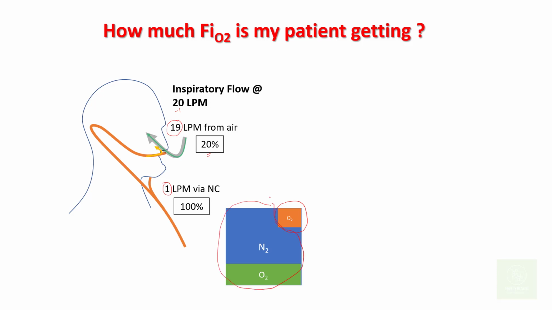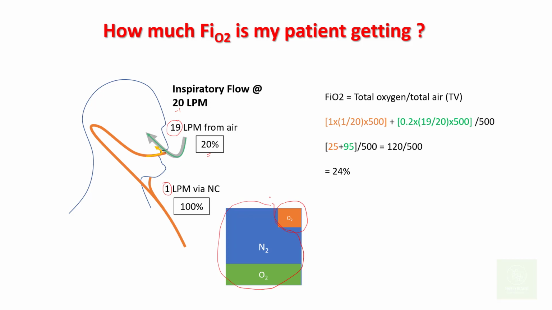You can calculate the percentage of oxygen in this tidal volume by figuring out total oxygen levels and divide by total air, that's your tidal volume. So in this case, your fraction of oxygen is 100%, that is 1. 1 out of 20 liters per minute is coming from the nasal cannula, and that is 1/20th of the 500. While from the air, you're getting around 19 out of 20 out of 500, but the proportion of oxygen is only 0.2. And this is the total amount of oxygen. And when it's divided by the tidal volume, you get a percentage, which is 24%. So if you give somebody 1 liter nasal cannula, you are in fact giving him 24% FiO2.